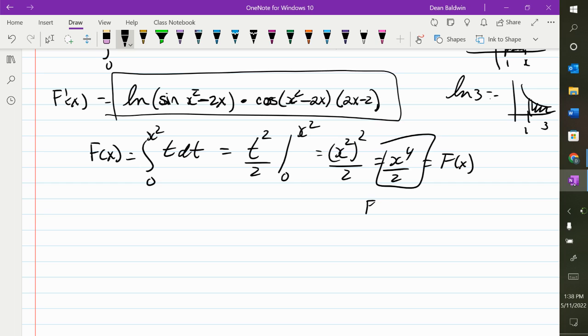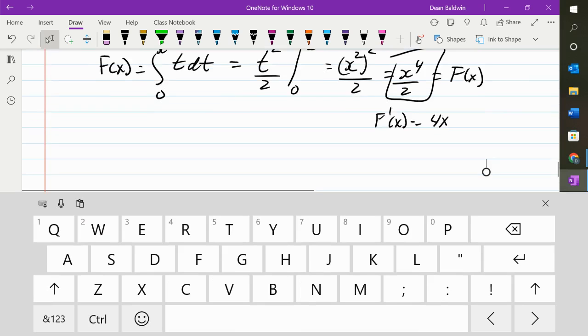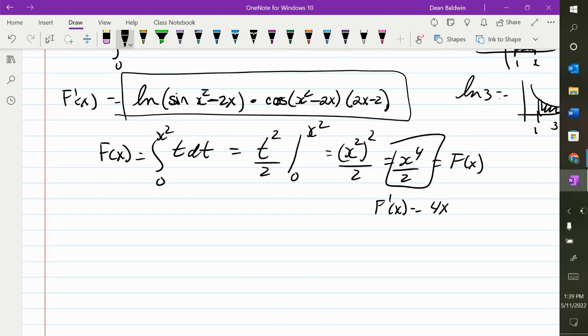So if I said, okay, what's f prime? Well, what's the derivative of this? You drop the 4 down. I get 4x cubed over 2, which is just 2x cubed, right? Yep. Okay, all right, now what if I just did this?